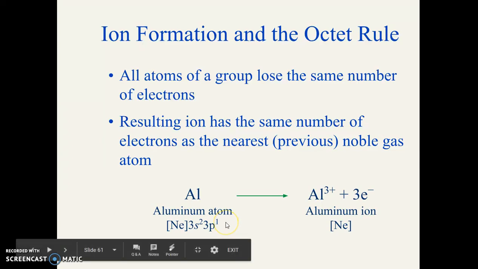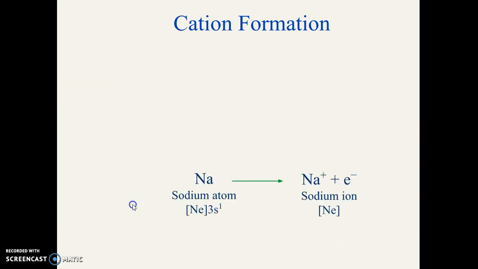Well, it's easier at that point for it to lose 3 than it is to gain 5. So it loses those 3 electrons and it becomes aluminum 3+. Now, it looks like neon in terms of its electrons. It doesn't become neon because remember, it's not losing any protons. So it just looks like neon in terms of its electrons. So that's forming a cation.